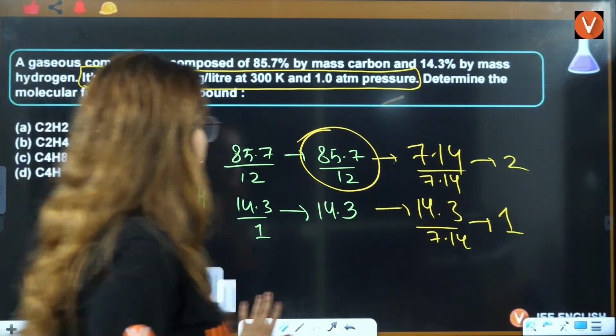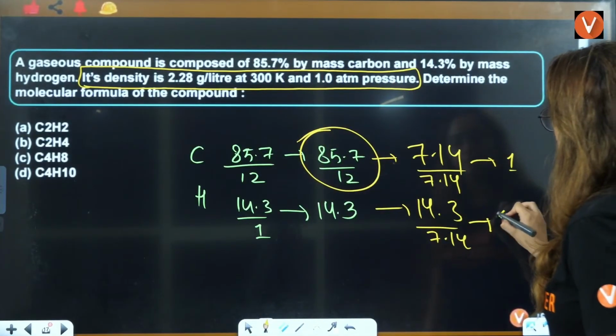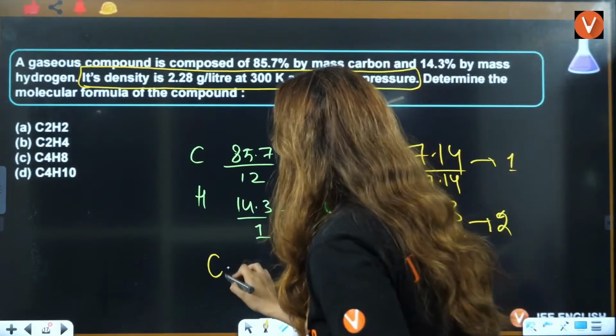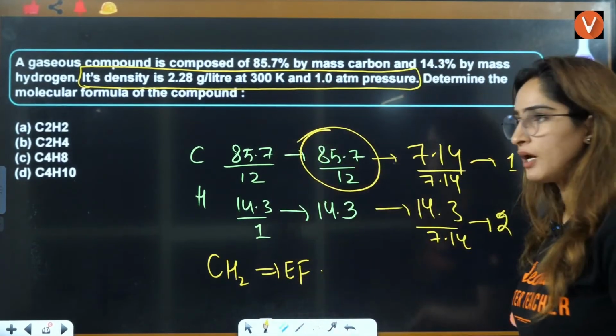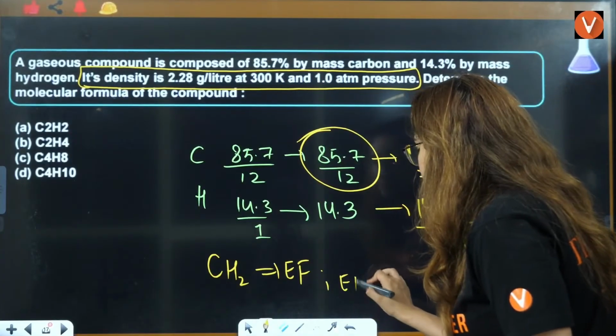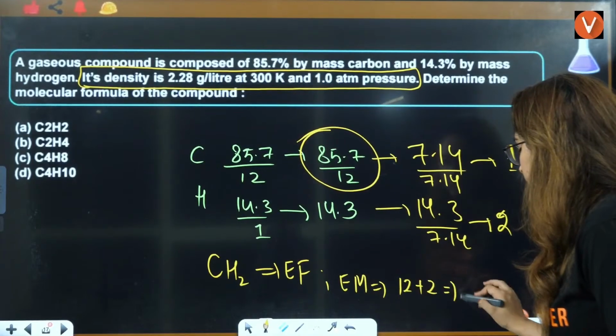Wait a minute. This will be 1. Okay, this will be 1, this will be 2. So the answer will be CH2 is your empirical formula. Right. So empirical mass is going to be 12 plus 2, that is 14.